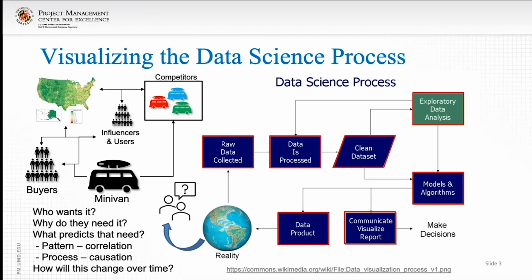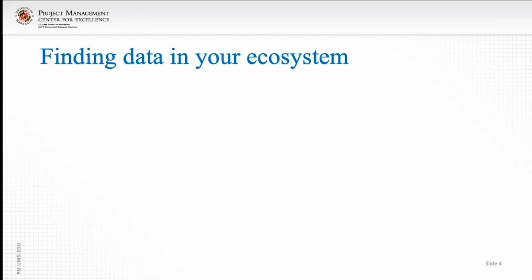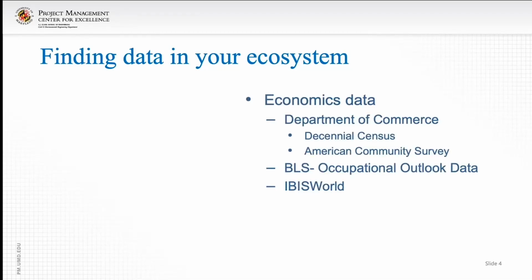And in this case, we're talking about things like that recommendation algorithm that we introduced this whole lesson with as an example. So when you think about the data science process, note that it all starts with the modeling and then you go into data collection. Now, finding data in your ecosystem is a lot easier than you might think.